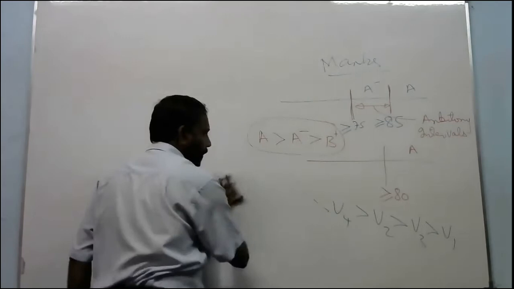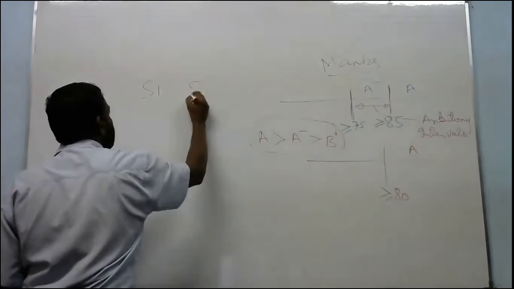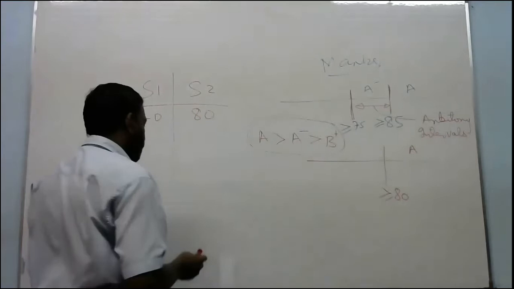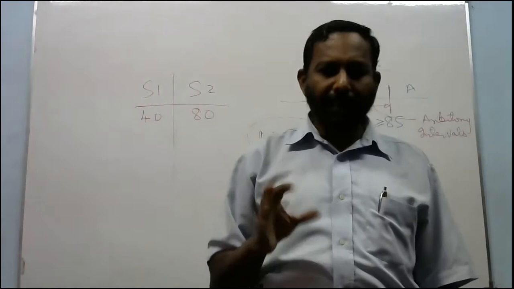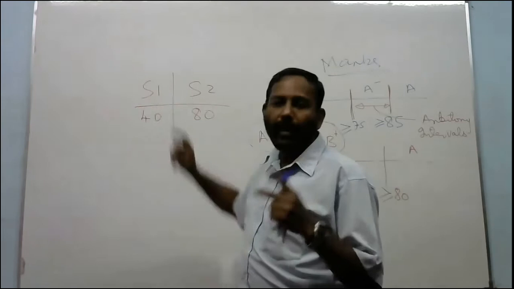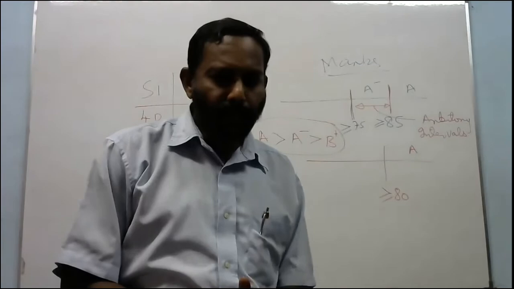Can I say, let's say student 1 and student 2, student 1 got 40 marks. Student 2 got 80 marks. Can I say student 2 is having twice the knowledge as student 1? Yes or no? No, we cannot say.